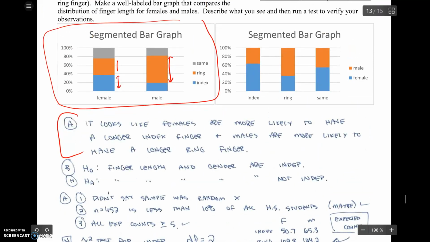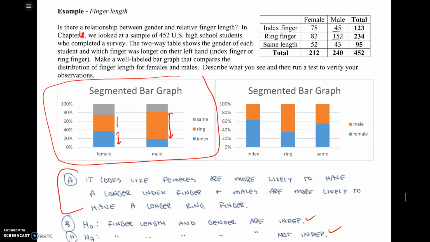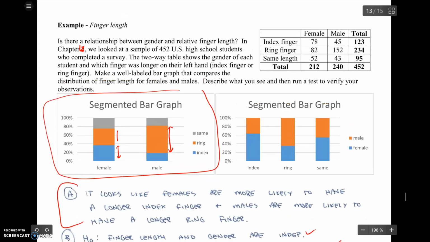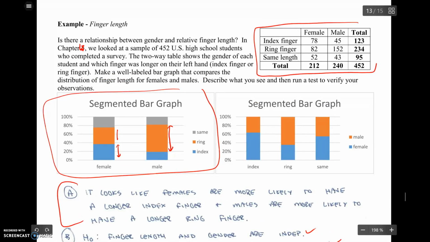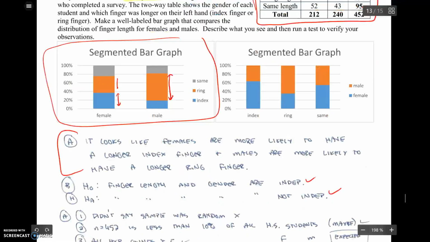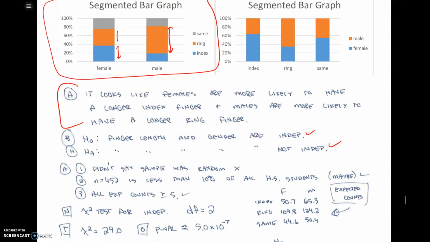Before we set up our null and alternate hypotheses, we need to know what kind of test we're running. So how do we know if it's homogeneity or independence? If you look at the table, you are not going to be able to tell because they look exactly the same. I've got two variables. You have to read the stem of the question. We looked at a sample of 452 kids. That indicates one sample, and if it's a single sample, your test is independence or an association.